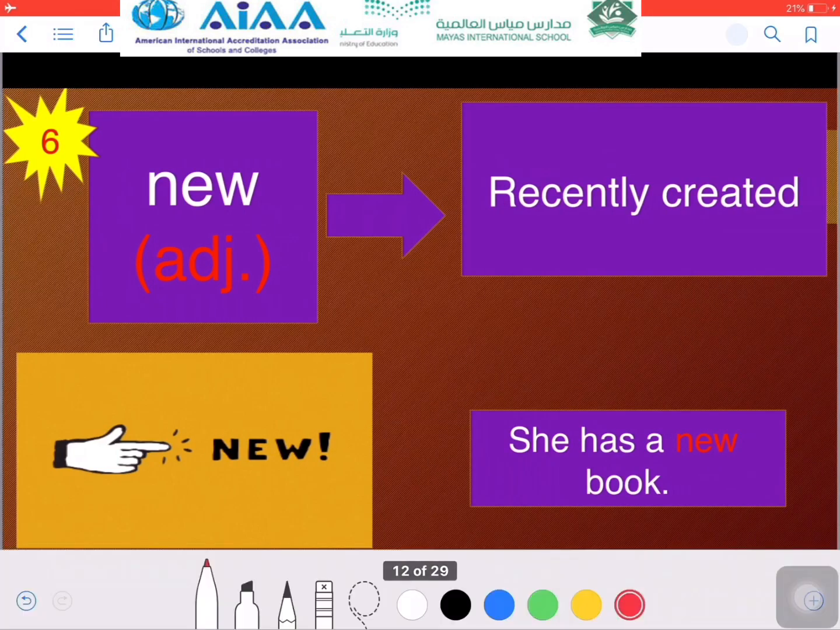Also we have new. Actually the word new has two pronunciations. You can say it as new, or new. It means recently created, something that's recently happened, or something that you recently bought. For example, I have a new bag, a new shirt, a new shoes, whatever. She has a new book or a new book, okay? Two pronunciations, you can say it as new or new.